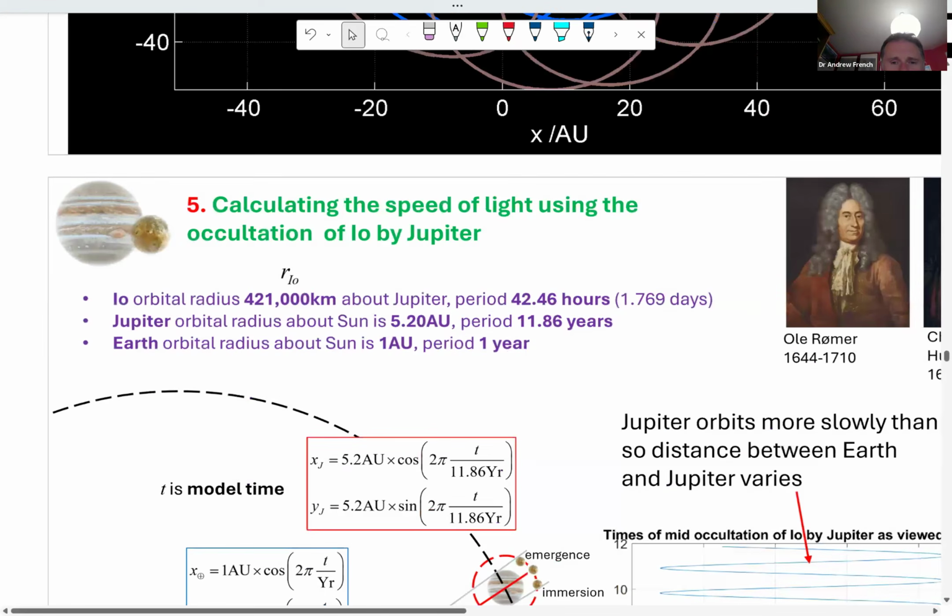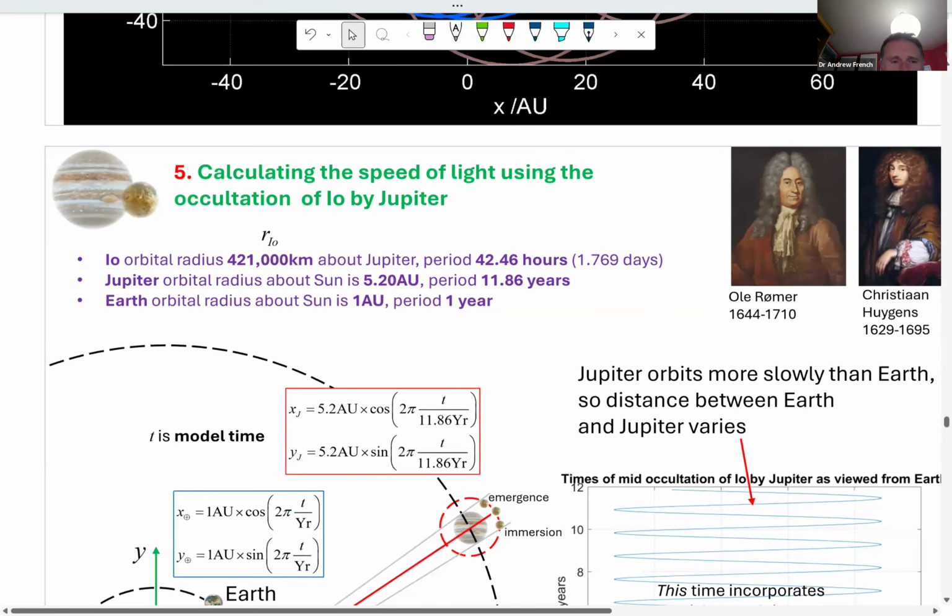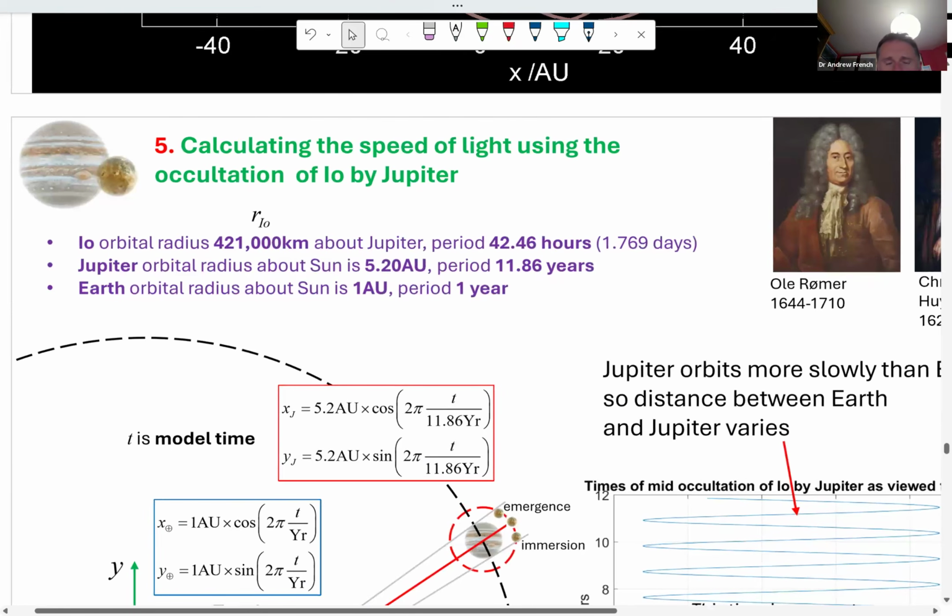So these are the facts. What are the top trump facts about Io? It's about 421,000 kilometers from Jupiter, with a period of about 1.769 days. And Jupiter is at 5.2 astronomical units and has a period of 11.86 years. We get that from Kepler 3.